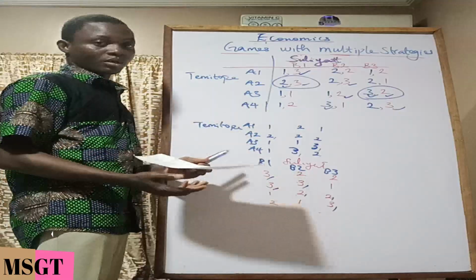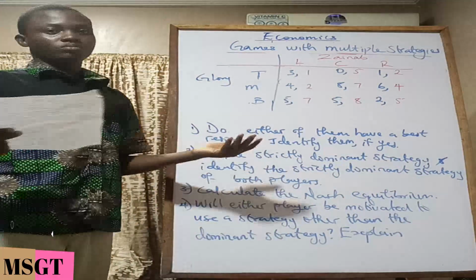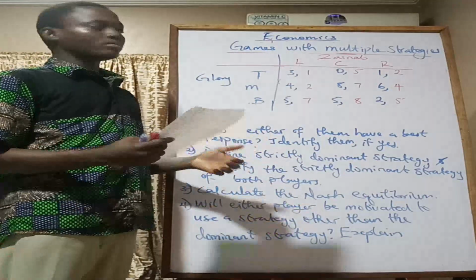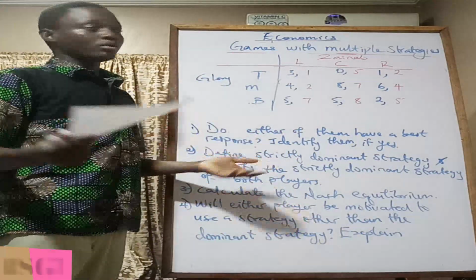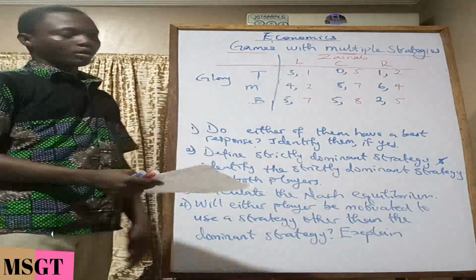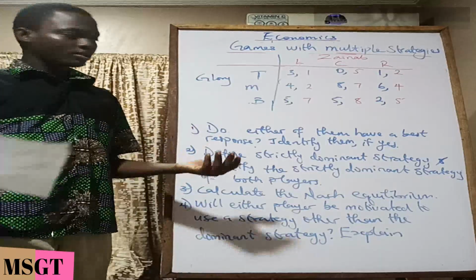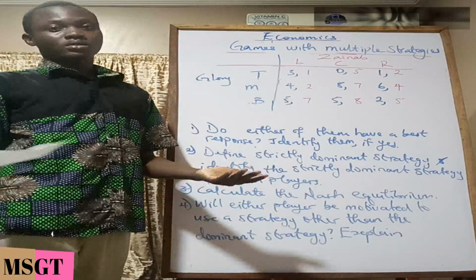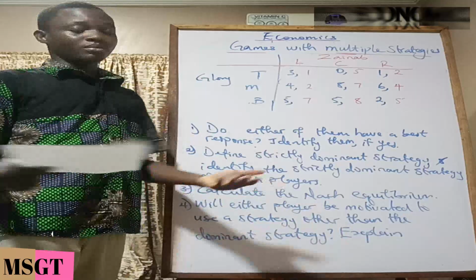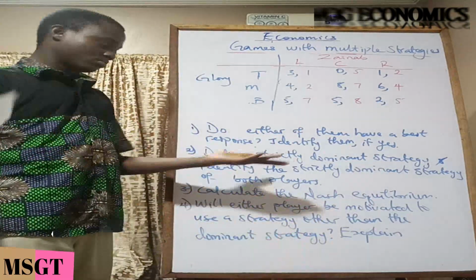So you have an assignment to think about. We have this game on the board between Gloria and Zainab. Gloria has three strategies. She could play top, middle, or bottom. Then Zainab has three strategies as well. She could play left, center, or right. Now these are their respective payoffs. So number one, do either of them have a best response? Identify them if yes. So if you calculate and you see that any of them has a best response, then identify it. But if they don't have a best response, no problem.